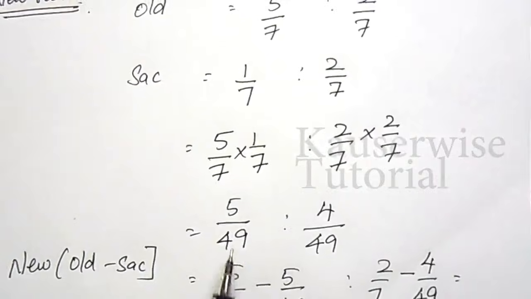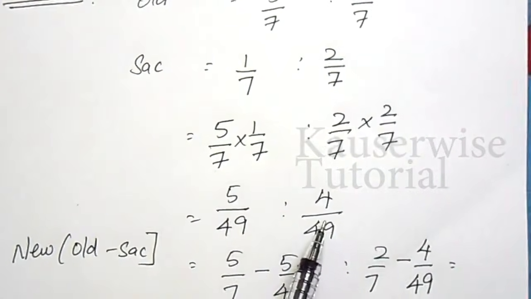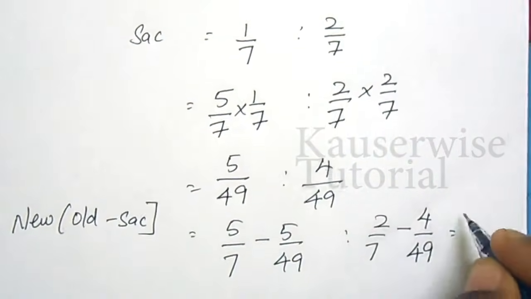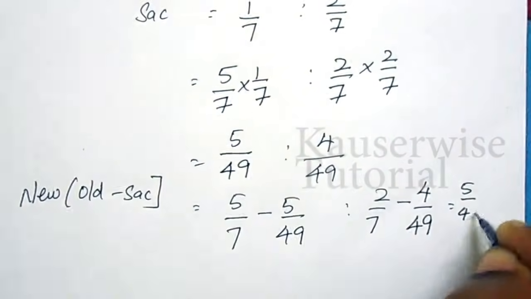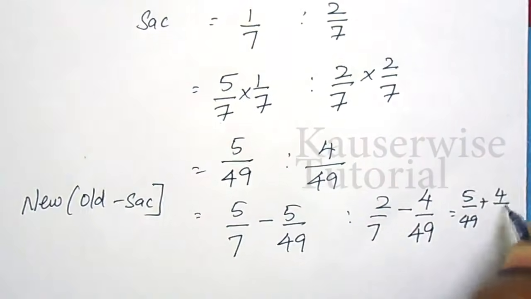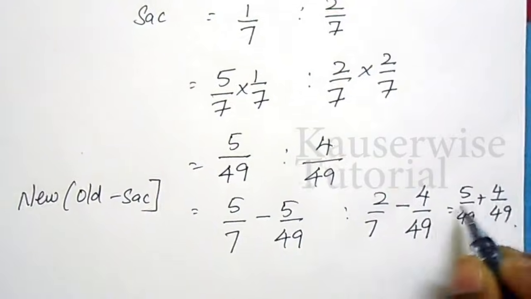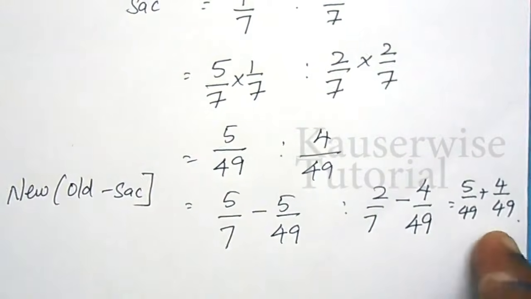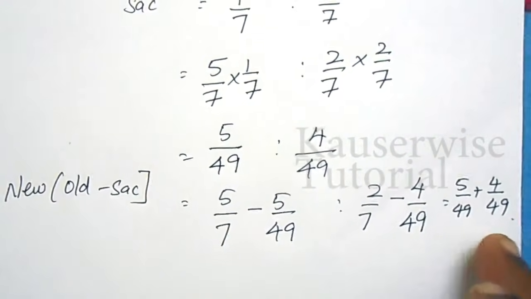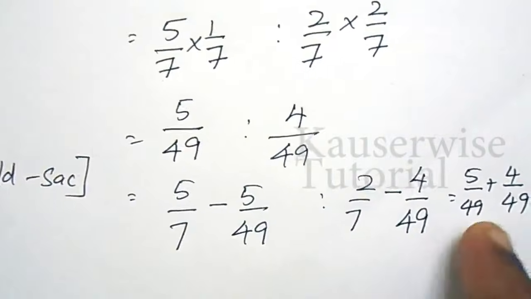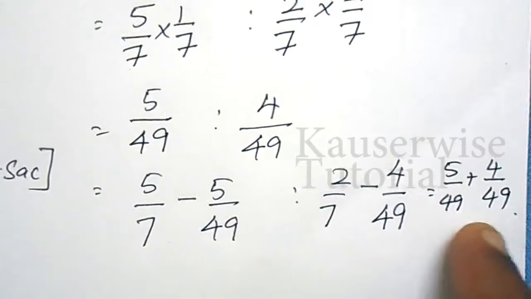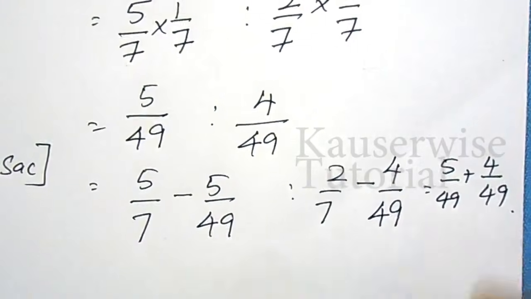For C, just add A sacrifice and B sacrifice. So A sacrificed 5 by 49 and B sacrificed 4 by 49. Just take the total in order to get a new partner share. The new partner share is not given in the problem. In this way we can calculate the new partner, that is incoming partner share.